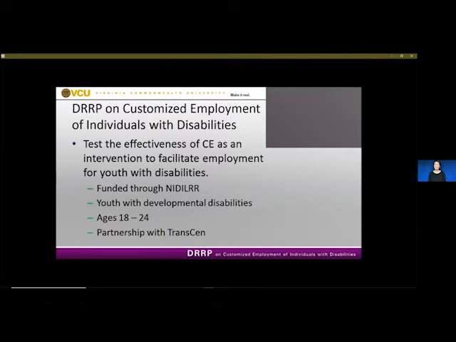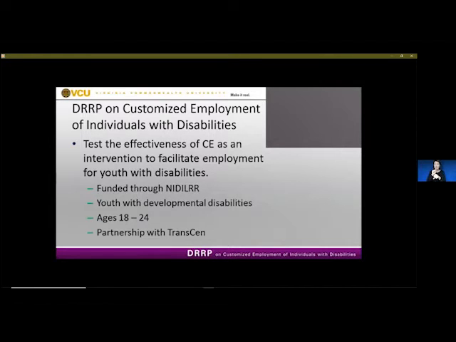So now that we've given you a little overview of customized employment, we want to share about some of the research that we're doing at VCU. Very little research has been done regarding customized employment in this model. And so we were fortunate enough to be awarded a disability rehabilitation and research project on customized employment of individuals with disabilities. We're testing the effectiveness of customized employment as an intervention to facilitate employment for youth with disabilities.